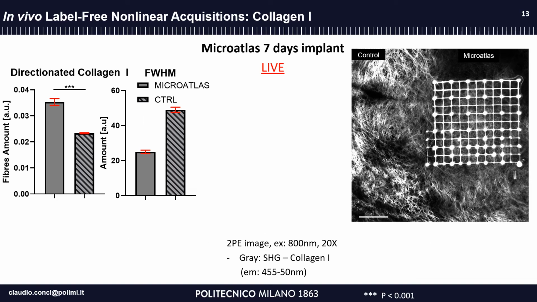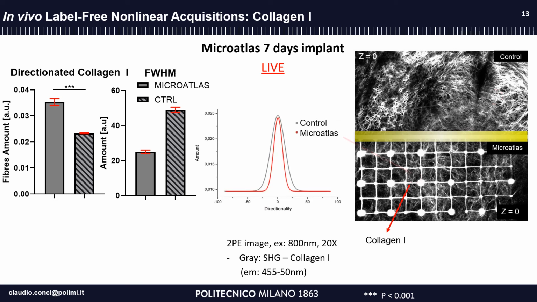To quantify the fibrosis rate, we performed label-free second harmonic generation imaging to visualize the collagen type 1 inside the sample. As you can see on the right-hand side of the slide, we acquired a control sample and a Microatlas one to quantify the amount of directionated collagen type 1. What we obtain is a Gaussian distribution of the directionated collagen inside our samples, and in particular, we obtain a larger amount of highly directionated collagen type 1 inside our Microatlas with respect to the control.